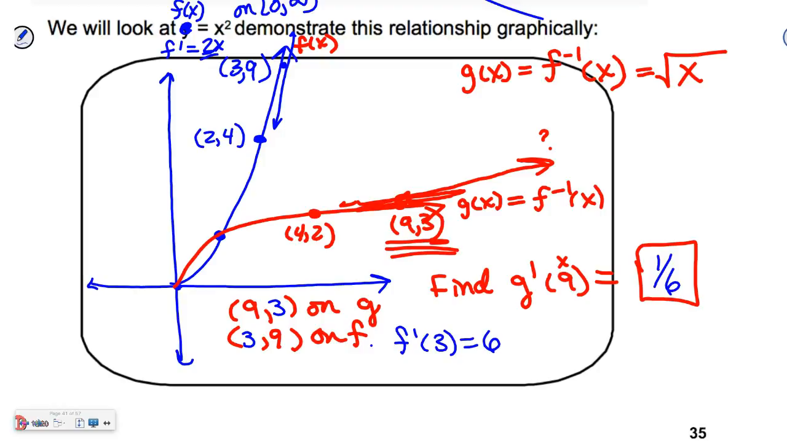I'm going to repeat it. You're going to find your points. You're going to find your derivative. And then you're going to do what? Flip it over. Did it work?